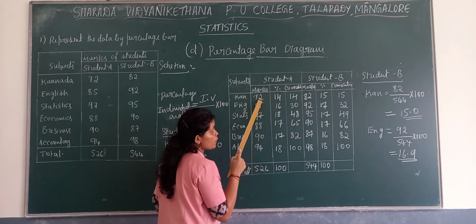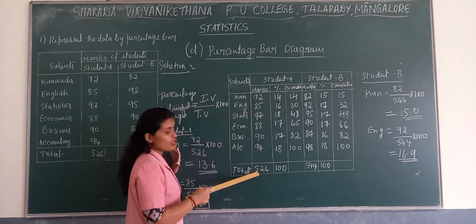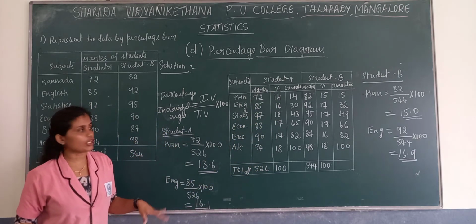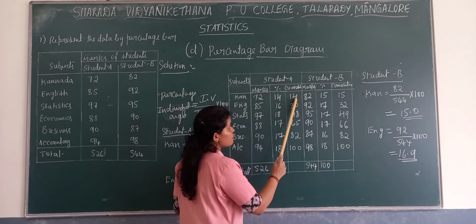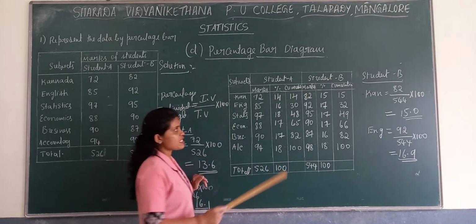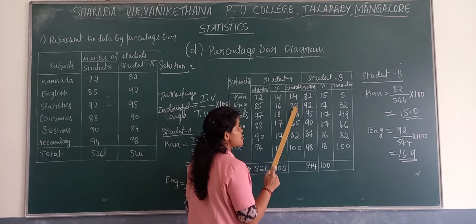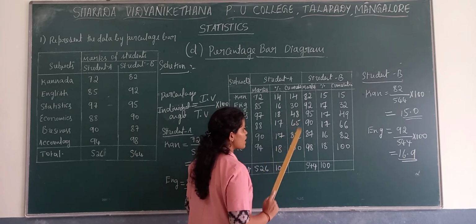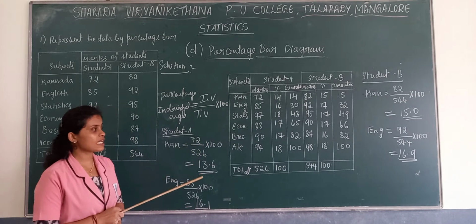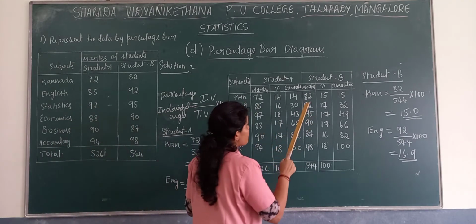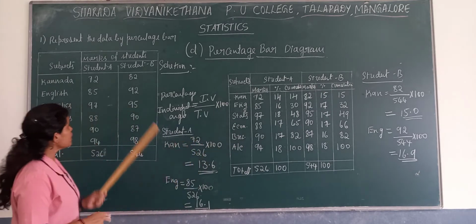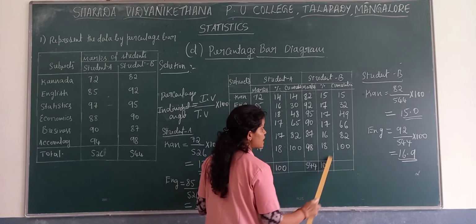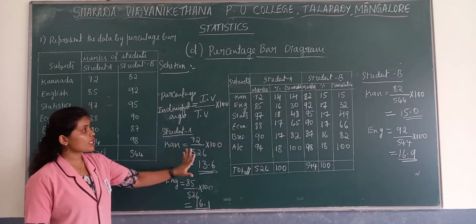How to prepare the percentage? 72 individual value by total 526 into 100. We get the value. We have to make it a round figure. Then after finding the percentage, we need to write the cumulative value in order to represent it in the table. 14 plus 16, 30. 30 plus 18, 48. 48 plus 17, 65. 65 plus 17, 82. 82 plus 18, 100. Then next one, student B as it is here, original marks we have to take. Then we need to find the percentage, then the cumulative value. With this we completed the table.